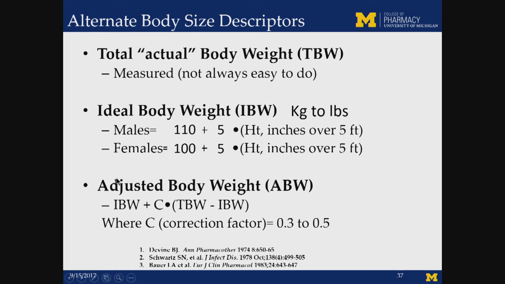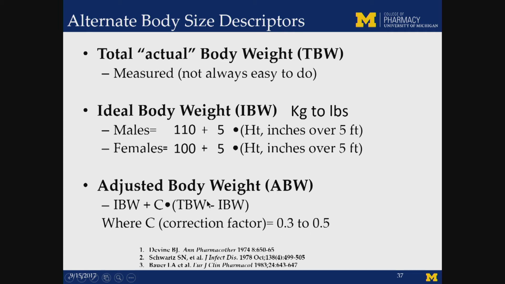Because the ideal body weight term did not work for several drugs, a modification was done, and that modification was called the adjusted body weight. This was tested primarily with the aminoglycosides, and a correction factor was found. Now that correction factor in the literature actually ranges between 0.2 and 0.94, but on average is between 0.3 and 0.5. And so what you see in a lot of textbooks is the average of these averages, which is 0.4.